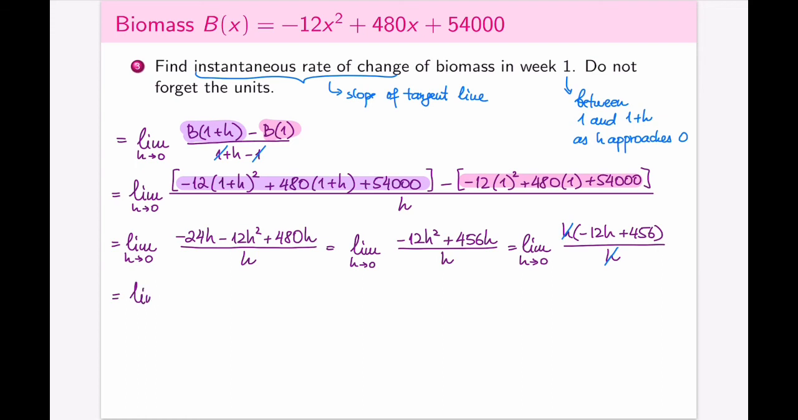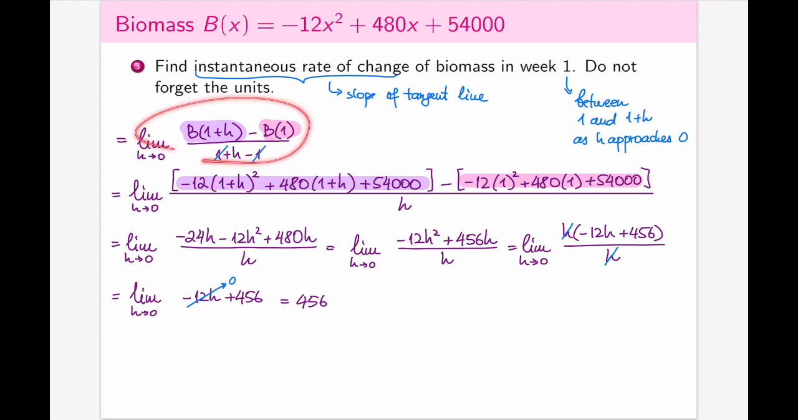So what I have left, again, ignoring the limit, but actually rewriting it so I remember that my h is going towards 0, I have minus 12h plus 456. Now, at this point, though, remembering that h approaches 0, and now I no longer have a denominator because I've managed to cancel it out, I can actually just plug in 0 for h. So if h goes to 0, minus 12h also will go towards 0. And the only term I will have remaining is 456.